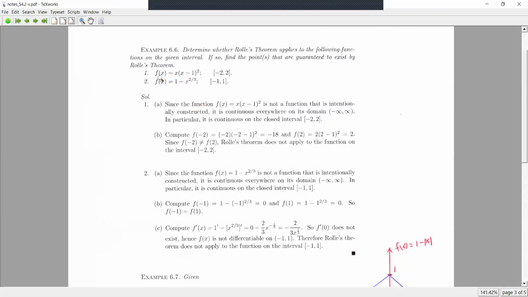Because this function is not a function that is intentionally constructed. Usually, piecewise defined functions are intentionally constructed. This function is not a piecewise defined function. So it is not a function that is intentionally constructed. So the function, because it is not intentionally constructed, should be continuous everywhere on its domain.